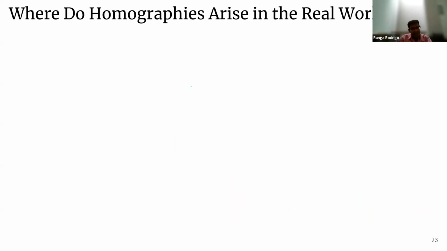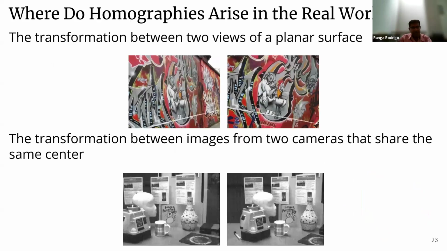How do homographies arise in the real world? You can see that when you take pictures of a plane using two different angles, they arise. The transformation between two views of a planar surface, that's one of the ways. And the transformation between two images from two cameras that share the same center. That means you keep the camera on a tripod and rotate the camera. Then the relationship between the two images is also homographic.